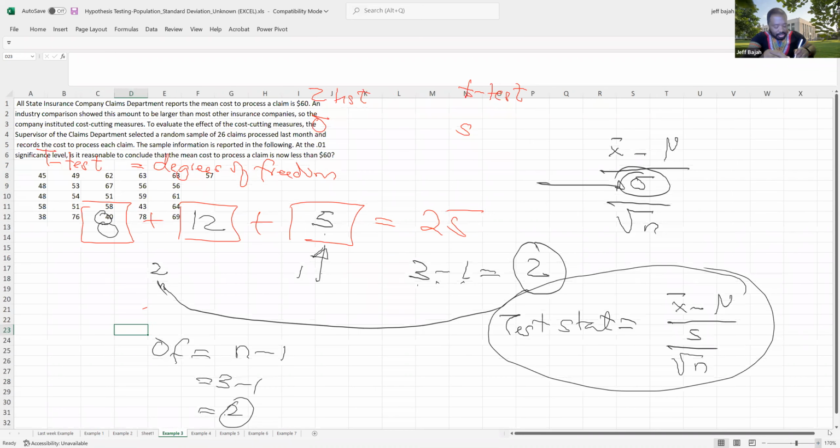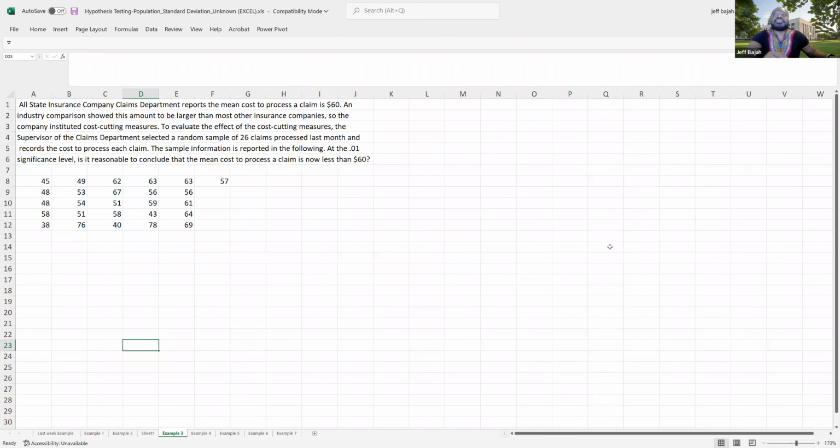So this question is actually pretty cool. It says that Allstate, an insurance company, reported that the mean cost to process a claim is $60. Our industry comparison showed that the amount is higher than most insurance companies. So the company instituted some cost-cutting measures.